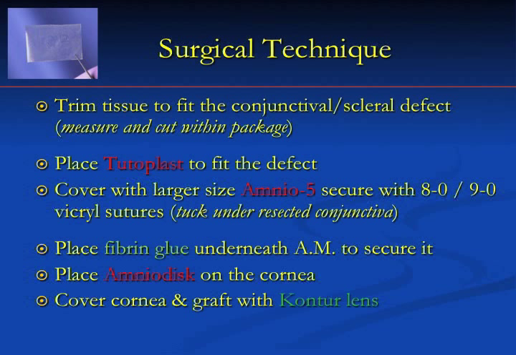You can place the Tisseel glue, the fibrin glue, underneath the amniotic membrane after you place it in the location that you want. And then on top of the cornea, remember that the cornea was not too happy. Plus she had rheumatoid arthritis and very severe eyes. I put an amnio disc. And then after I place it, I cover the cornea with a contour lens. And this was a big plus.